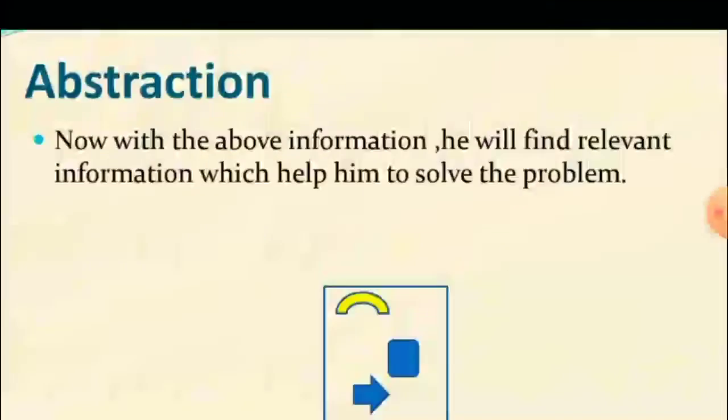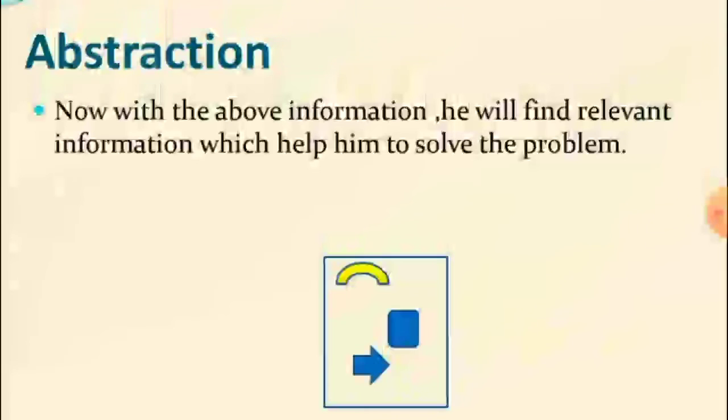Now the next, from that similar information which he finds after searching the previous and current information, they will find some similar data. Then in abstraction, they filter the data from that information. With the above information, he will find the relevant information that helps him solve the problem with the algorithm.